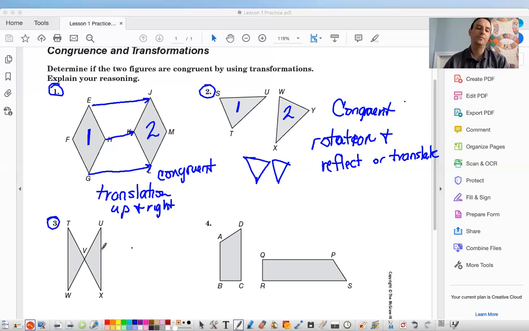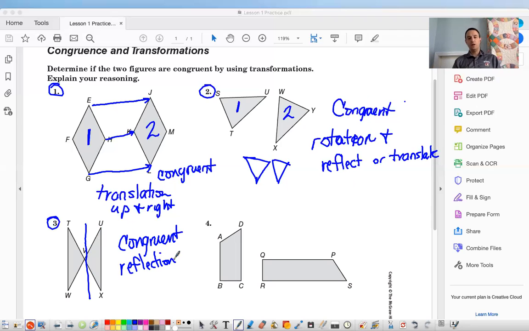All right, last one. What would I have to do on number 3? Are they congruent? Yes, I agree they are. So what would I have to do? Reflect. That's a simple reflection. And if you can, draw that reflection line right there. You don't have to draw the reflection line, but it's great to start getting used to being able to do that.